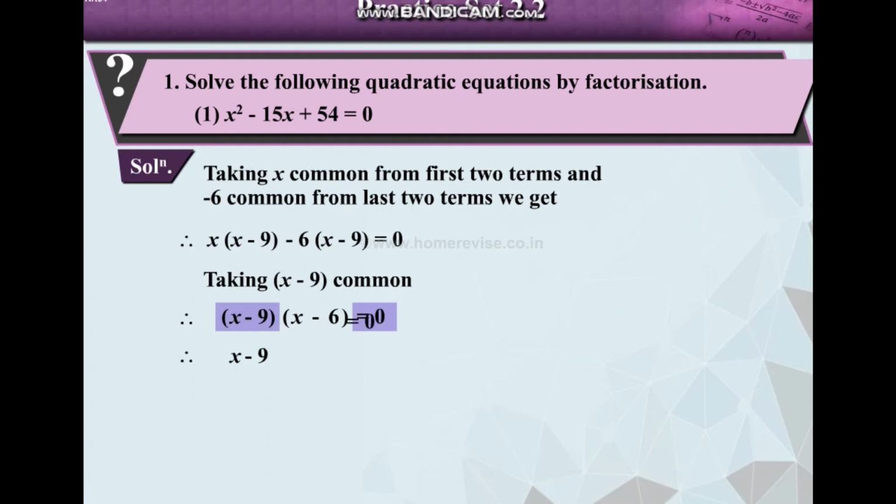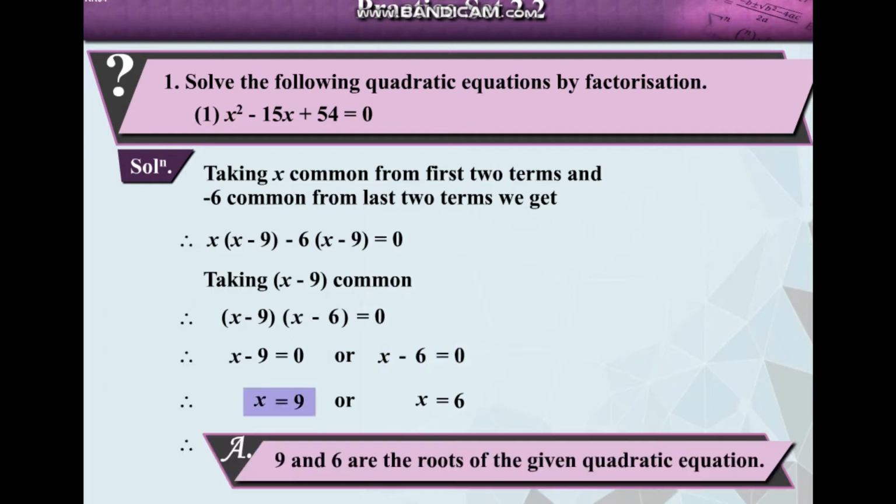Therefore, x minus 9 is equal to 0, or x minus 6 is equal to 0. Therefore, x is equal to 9, or x is equal to 6. Therefore, 9 and 6 are the roots of the given quadratic equation.